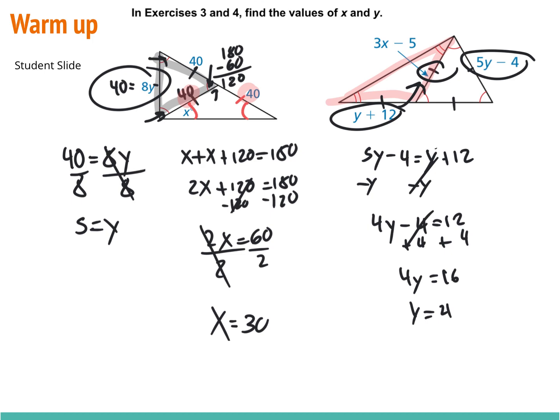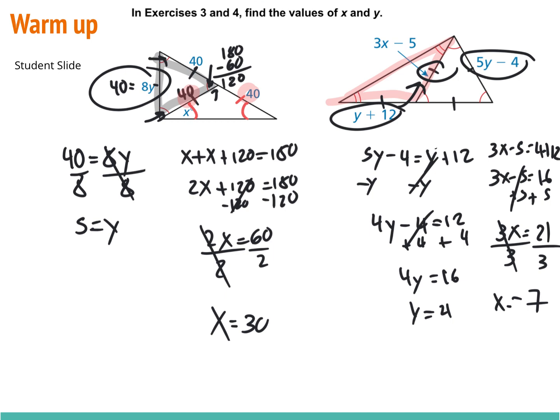Now we're going to solve for x by doing 3x minus 5 is equal to 4 plus 12. So 3x minus 5 is equal to 16, plus 5 plus 5, 3x is equal to 21, divide by 3, and we get that x is equal to 7.